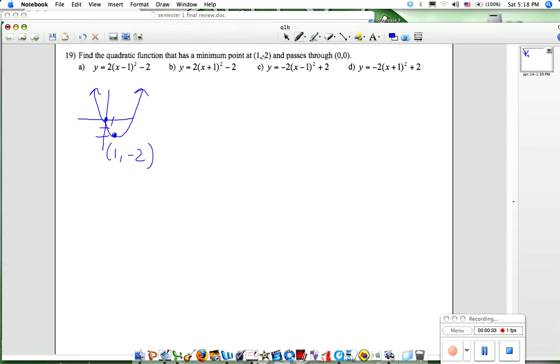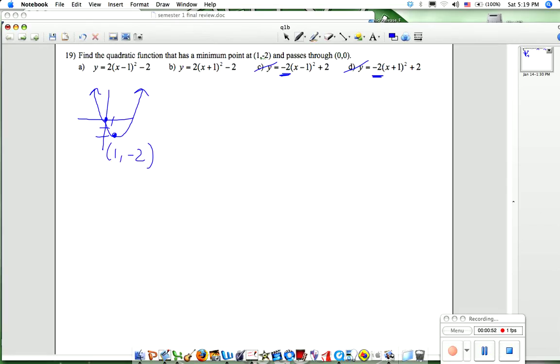Can we use a method of elimination to eliminate something? Yeah. If the graph is going to go up, then you would have to cross out anything that has a negative A, which would be the negative 2s in D and C. So D and C need to be removed. We know that's not part of the answer, so at least we don't make mistakes on our final.